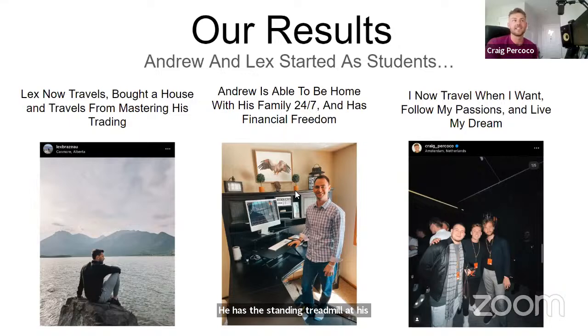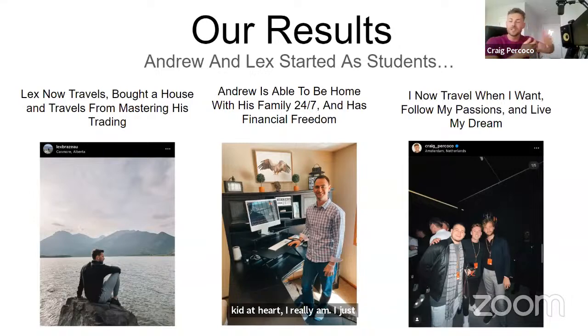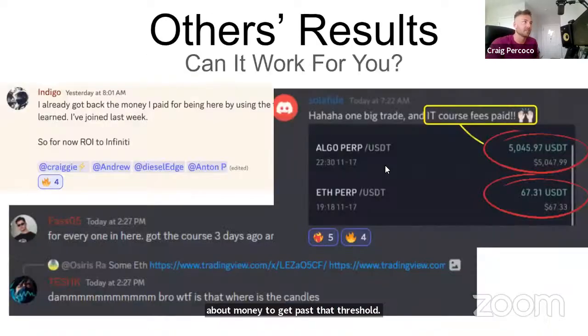And it's amazing, and really what I wanted to do is be able to see the world. I'm a little kid at heart, I really am. I just want to be able to not think about money. And the way you have to do that is by only thinking about money to get past that threshold. And those are the results. That's what's bringing us here. So, obviously it's good to see us doing it, right?